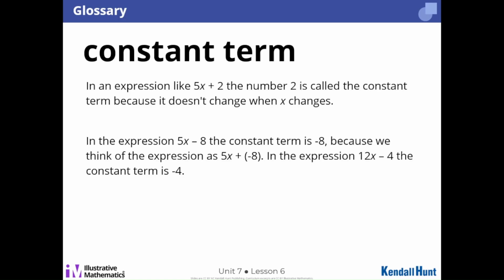Our next glossary term, constant term. In an expression like 5x plus 2, the number 2 is called the constant term because it doesn't change when x changes. So they give us a couple of examples here. In the expression 5x minus 8, the constant term is negative 8 because we think of the expression as 5x plus negative 8. In the expression 12x minus 4, the constant term is negative 4.